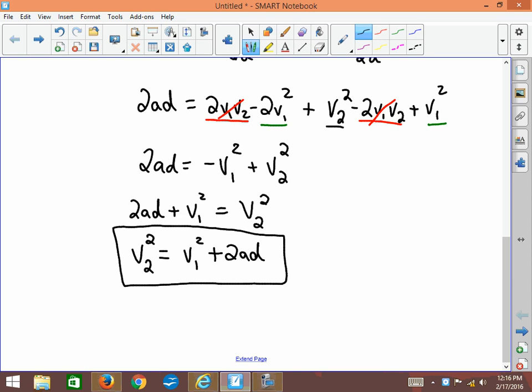And again, it's a good illustration of this process of manipulating equations to get to something that you want, which is basically what physicists do for a living. Okay? Any questions about that? So this would be equation number 5.